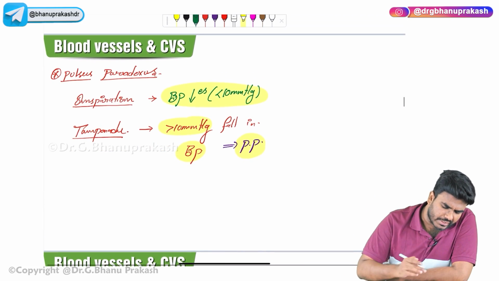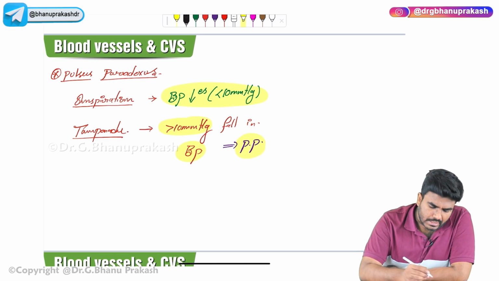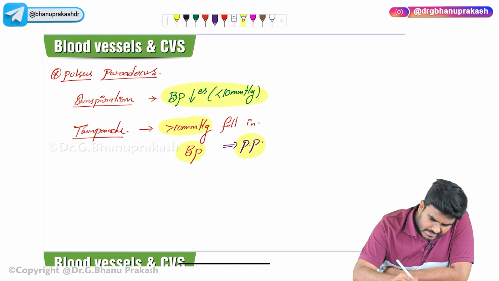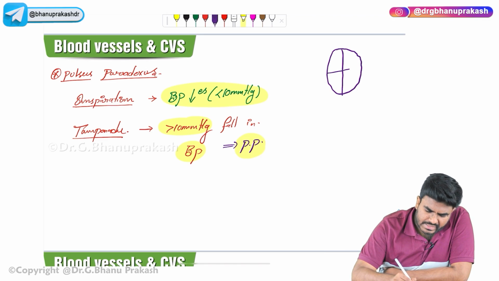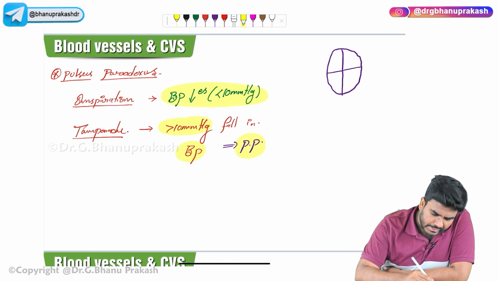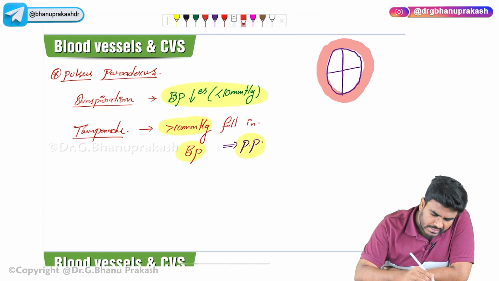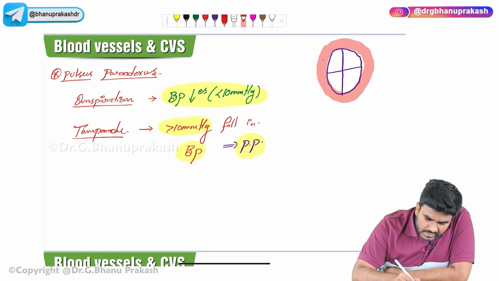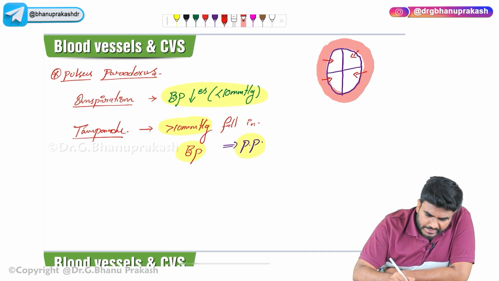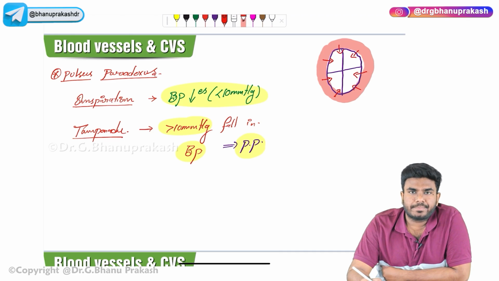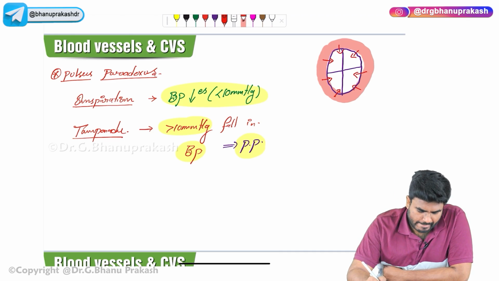Now, what is the pathophysiology in this pulsus paradoxus? First thing which you should never forget is, now look here, the heart has 4 chambers. Right now, the heart is totally surrounded by the blood or fluid. Now, what is this fluid doing? This fluid from all the sides is trying to compress the cardiac chambers, something like this, right? Keep this point in mind.